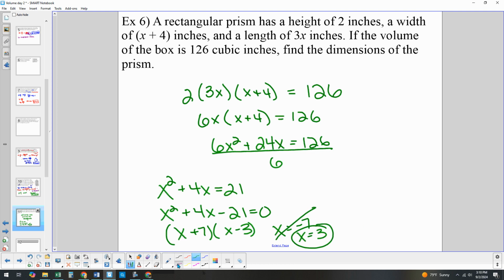So let's find our dimensions. We have a height of 2. That was never going to change because that was given. The width was x plus 4, so 3 plus 4 is 7. Let's include our units. And our length was 3x, so 3 times 3 is 9 units. And if I wanted to check this out, 2 times 7 times 9 is in fact 126, which was the volume we were looking for.